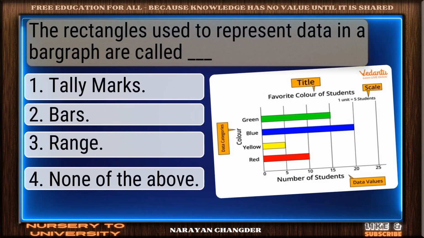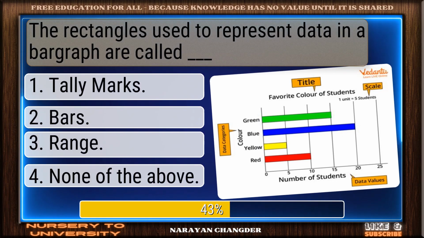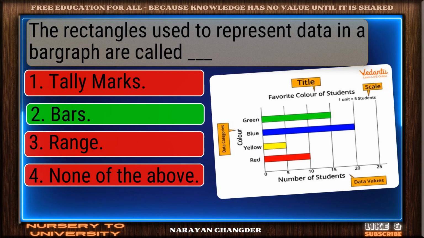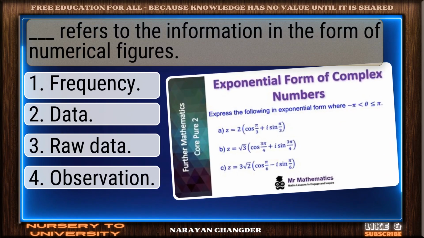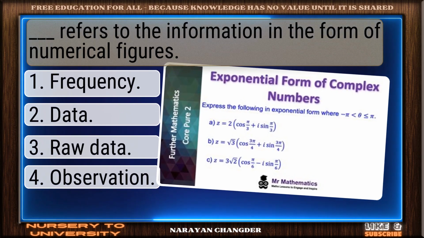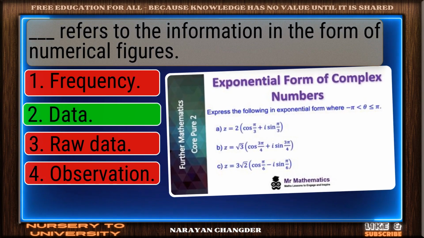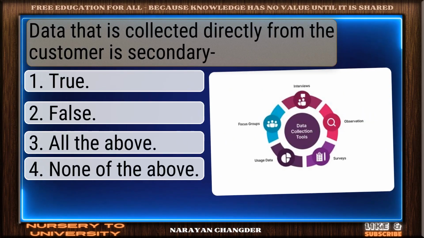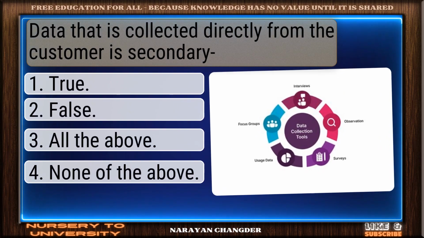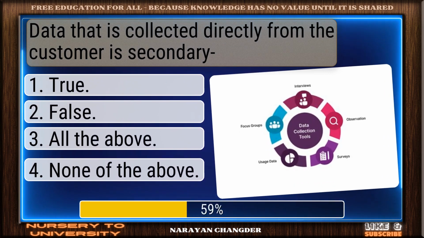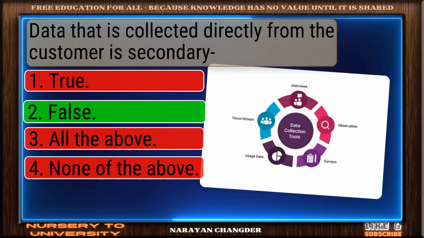The rectangles used to represent data in a bar graph are called dash. You got it. Your choice bars is right. Dash refers to the information in the form of numerical figures. Smart move. Data is an accurate answer. Data that is collected directly from the customer is secondary. Great job. False is the accurate answer.